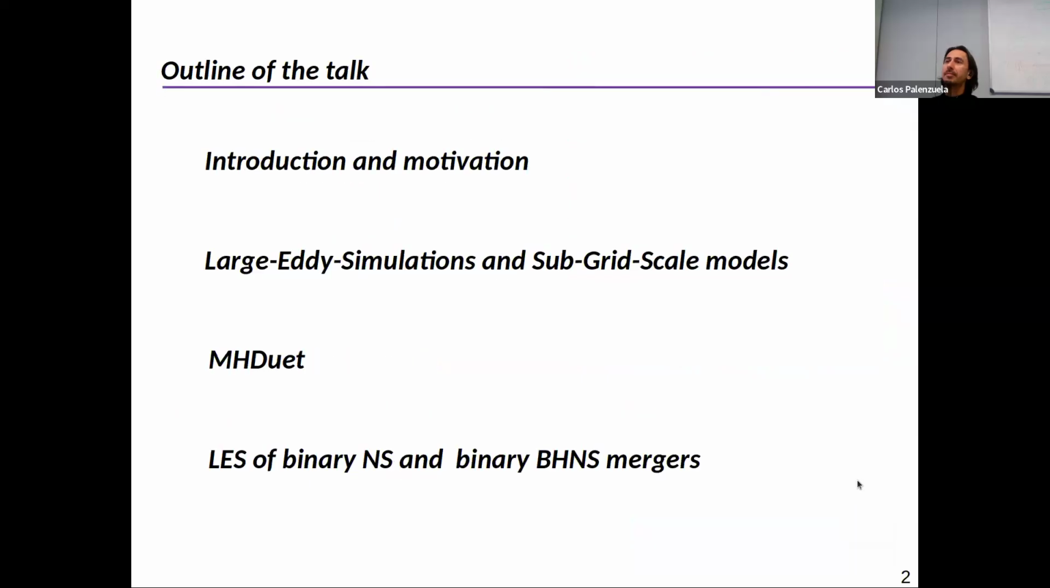So, well, I will first give a short introduction on what is the problem. Then I will focus on what makes our simulations a little bit different from other ones. That is basically we are using Large-Eddy-Simulation techniques with some subgrid scale models, specific subgrid scale models. Then I will talk a little bit about our numerical code that we use to perform this simulation, that is MHDuet, that is different from the Einstein Toolkit. It is a code that we develop. And then finally, I will summarize some of these Large-Eddy simulations of binary neutron stars and binary black hole neutron stars.